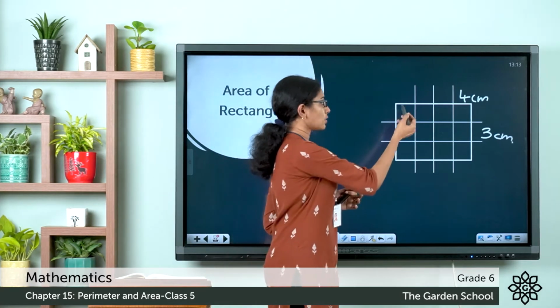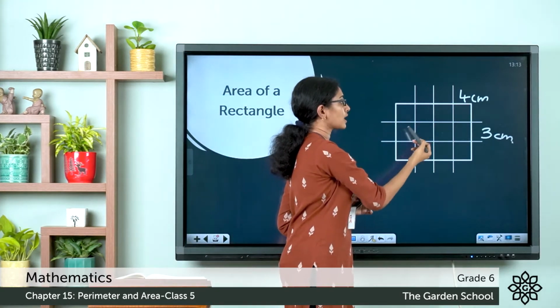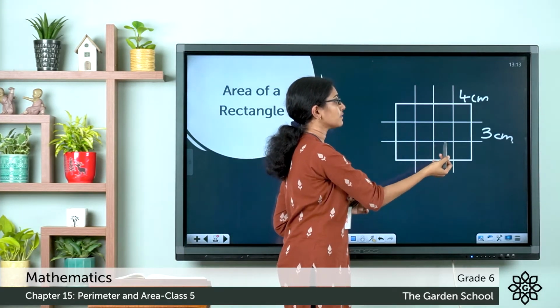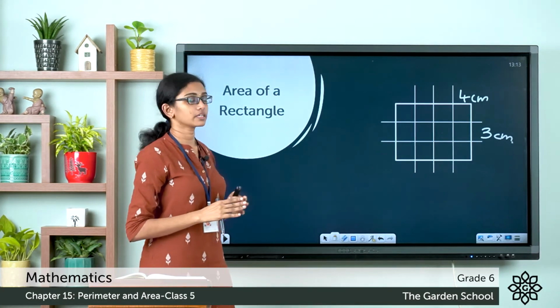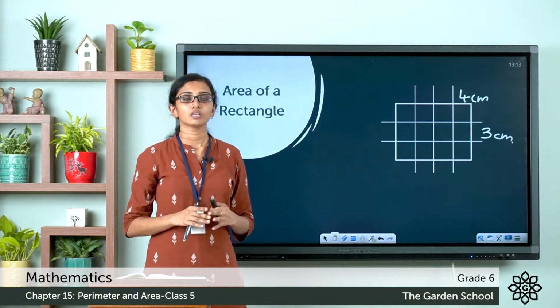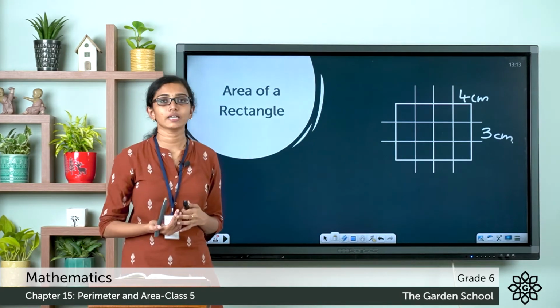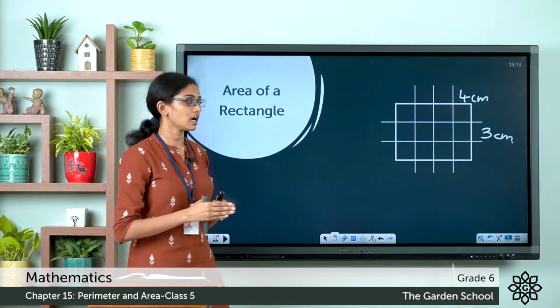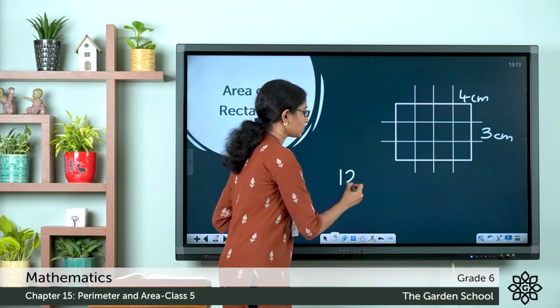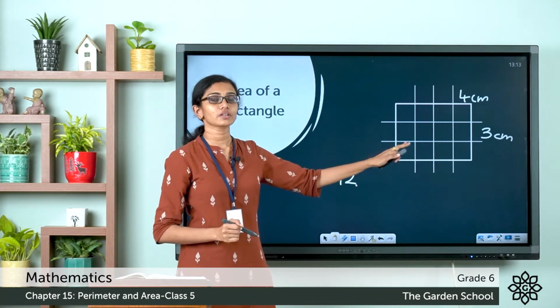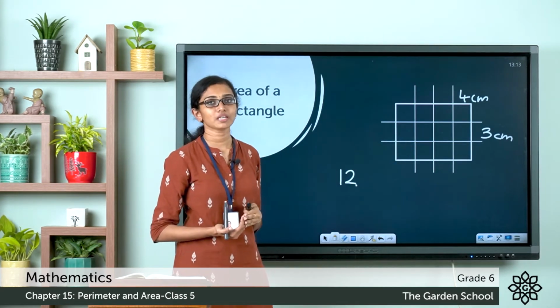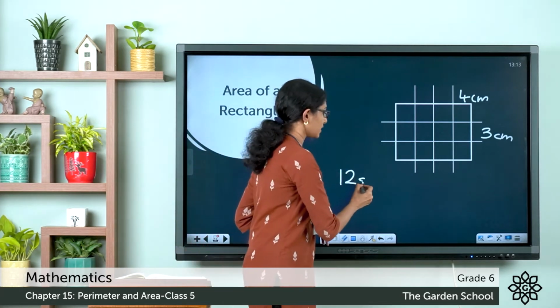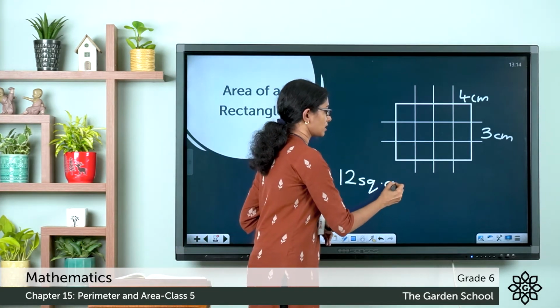So the total number of squares covered by this rectangle here is equal to, just count them, 1, 2, 3, 4, 5, 6, 7, 8, 9, 10, 11, 12. So the total number of squares covered by this rectangle given here is equal to 12. So we can say this rectangle here has a total area which is equal to 12 square units. Here the unit is given as centimeter. So the area will be equal to 12 square centimeter.